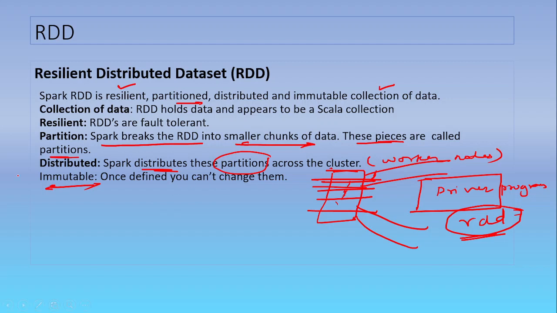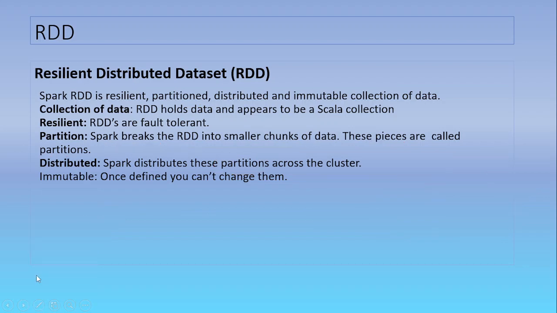Now at the very first time it looks very weird, like, oh, if I create an RDD and I cannot change it. Yes, you cannot change this RDD because this is immutable. So these are the points, or you can call these the definitions of your RDD. RDDs are resilient, and resilient means fault tolerant. It will partition into smaller chunks and distribute, and these are immutable. So this is how your RDD looks.